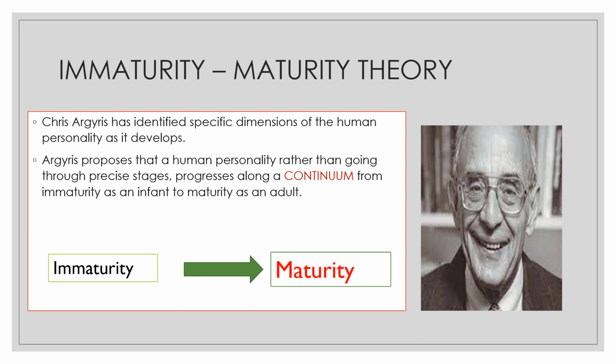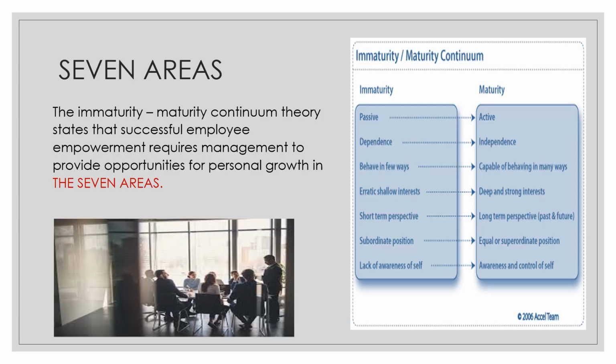Argyris proposes that a human personality, rather than going through precise stages, progresses along a continuum from immaturity as an infant to maturity as an adult. Seven areas. The immaturity and maturity continuum theory states that successful employee empowerment requires management to provide opportunities for personal growth in the seven areas. This maturity and immaturity continuum is listed here, which we will discuss in the coming slides.